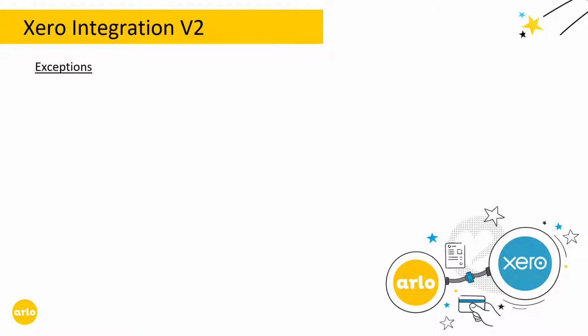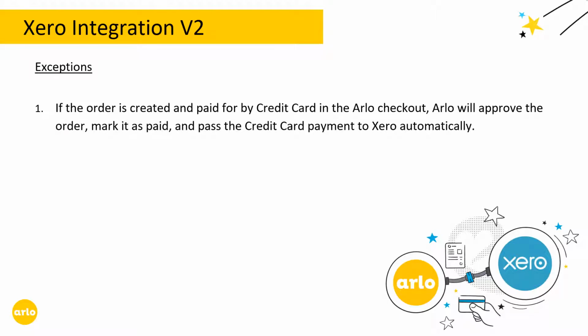Now, there are a couple of important exceptions that you need to be aware of for these processes. One is that if the order is created and paid for by credit card on the Arlo checkout, Arlo will approve the order, mark it as paid, and pass the credit card payment to Xero automatically. This is no different than the current integration. So if you are taking credit card payments, you don't need to worry about having to pick up some extra manual work now. The process has not changed.